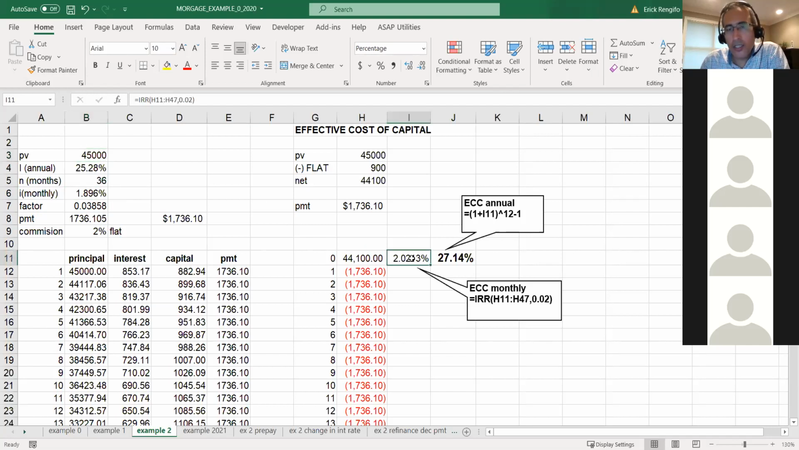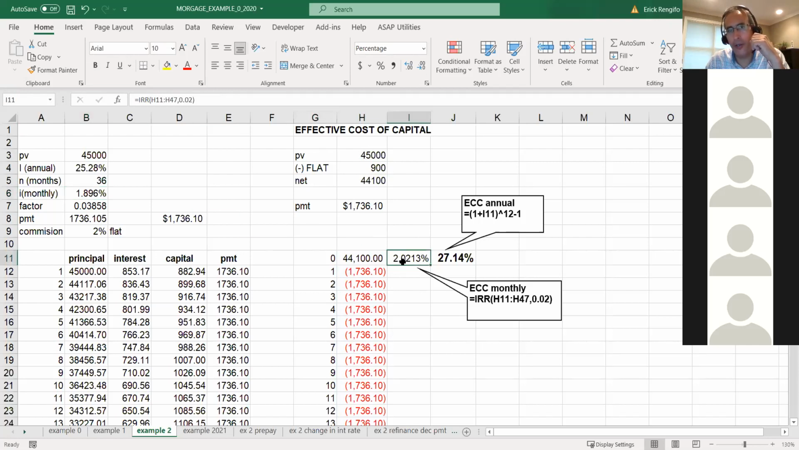Now, when you do the internal rate of return, basically the technique is called internal rate of return, but the technical name of what we are doing here, as soon as we're considering the PV minus the flat rates, commissions, etc., is called effective cost of capital. The meaning of this is that this is the interest rate that indeed you're going to be paying per month. Make sense? So per month, that is 2.02. It's not 1.89. You need to remember that.